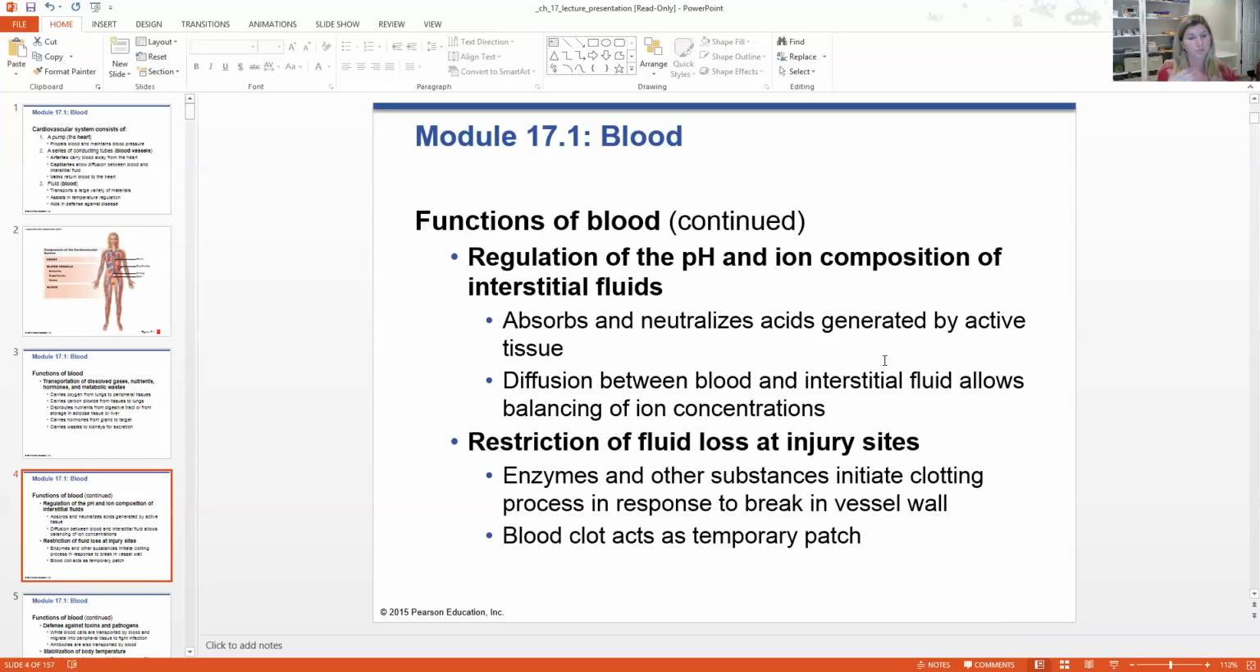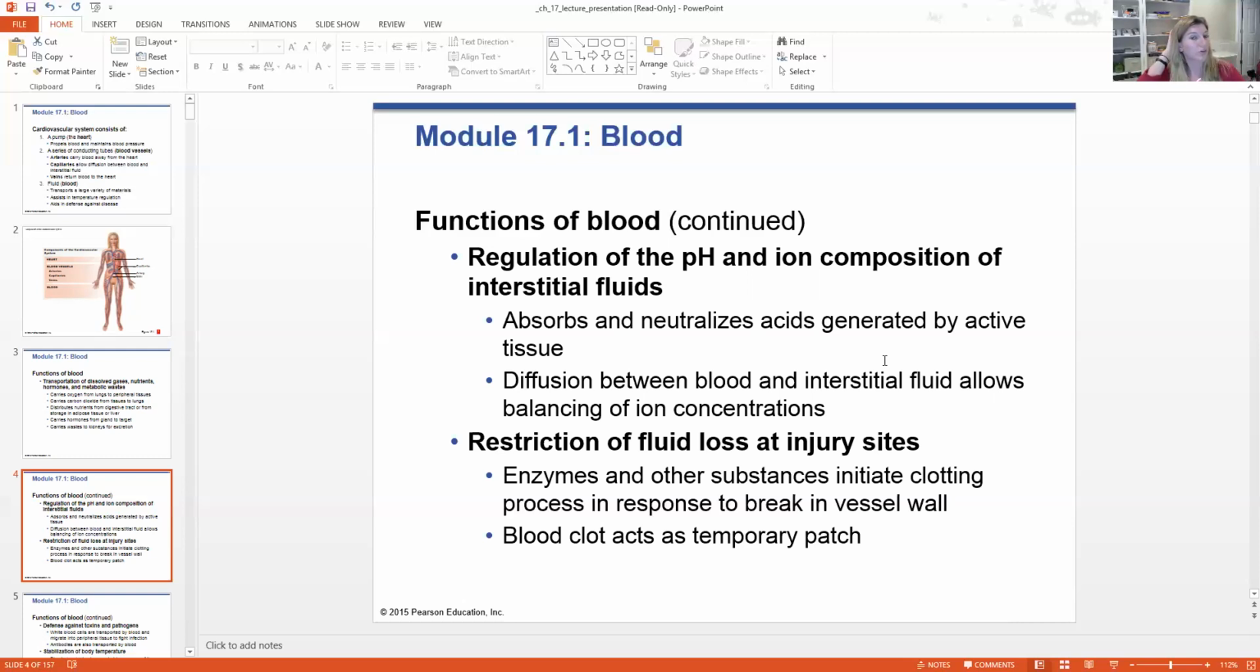There's also a diffusion that takes place between our blood and interstitial fluids that's going to allow for those ions to be balanced and maintain equilibrium through the tissue. So, one tissue doesn't have a higher concentration of something than another part of the body.